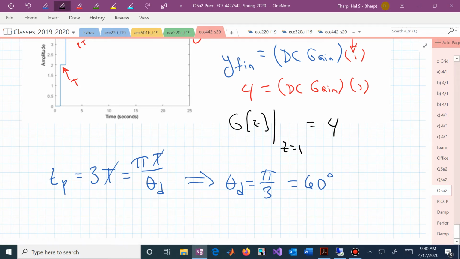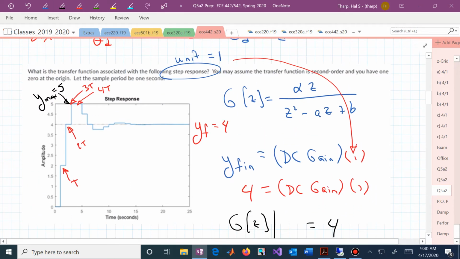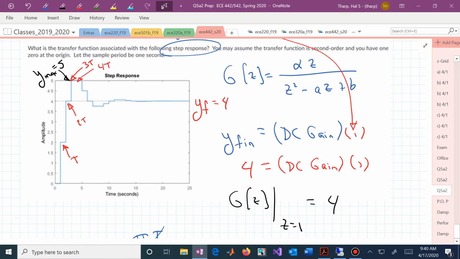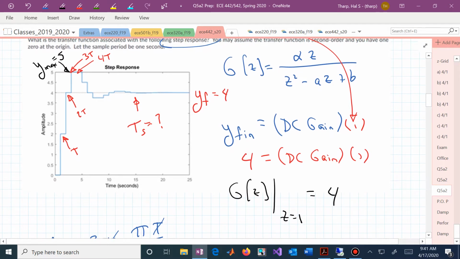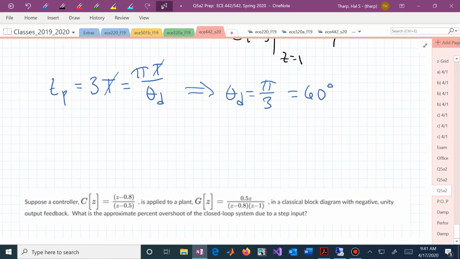So now we have a time to peak of 3 sample periods, which translates into a theta sub d of 60 degrees. Boy, if we just had the radius, we could find the radius by looking at our settling time. Our settling time, though, is a little bit suspect. How do we determine that we're within 1% of our final value of 4? So now it might be easier to deal with the percent overshoot, because we have y max, we have y final. That can be used to find our percent overshoot.